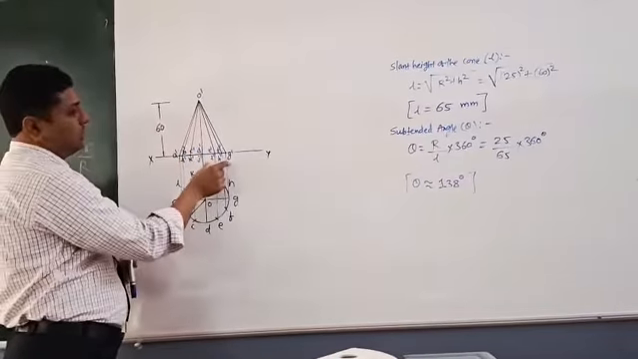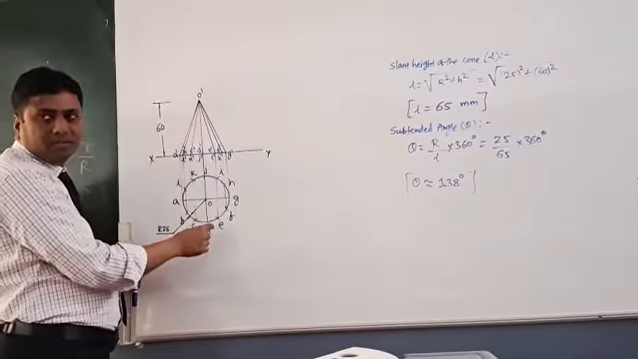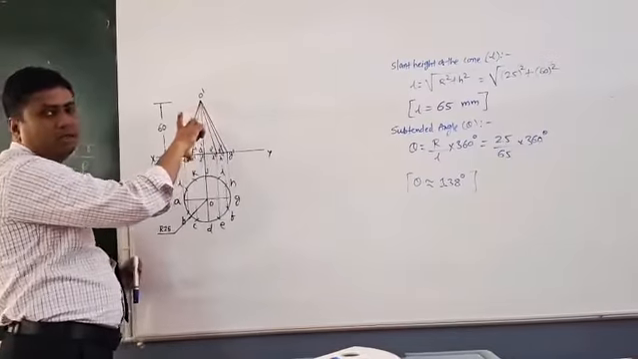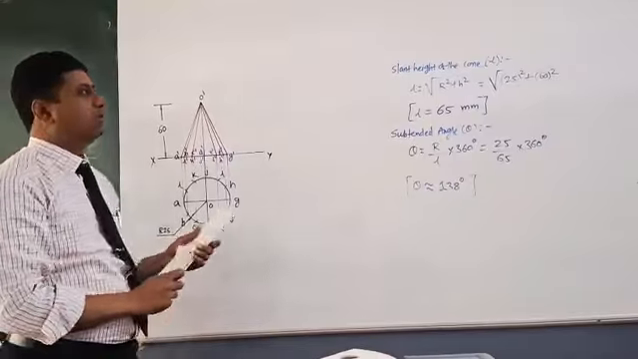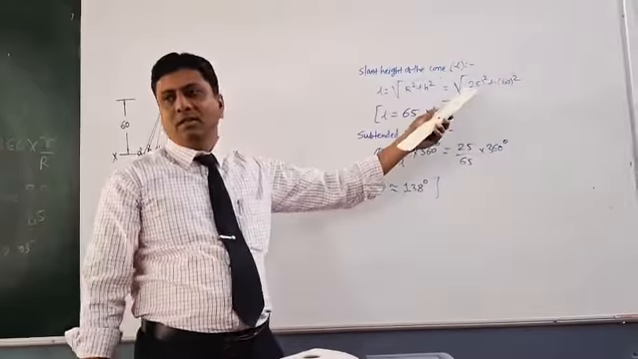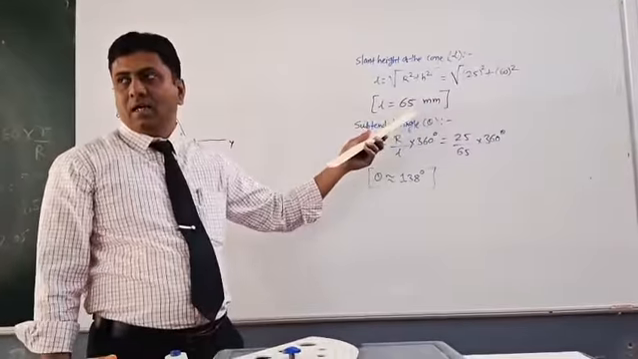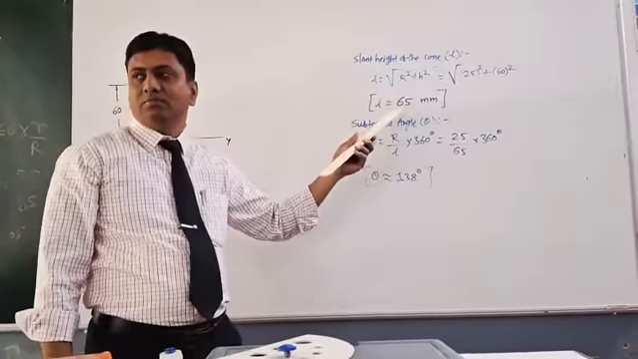What is D'G'? This is nothing but the radius. This is 25. What is O'D'? The height, h, that is 60. The same thing: 25 square plus 60 square. So it is coming 65 after solving it. The slant length of the cone, how much is it coming? 65.